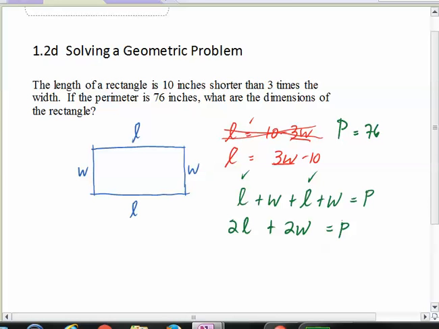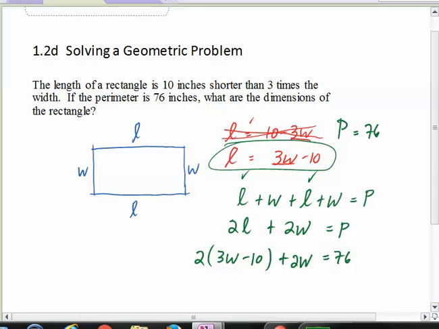All right, so let's do this. I have L, W, and P, but I already know that L is 3W minus 10. Wouldn't that help me? We'll see that it's absolutely mandatory. Wouldn't that help me if I could take out the L and put in what it's equal to? So I have 2 times (3W minus 10) plus 2W, and that's got to equal 76 inches.